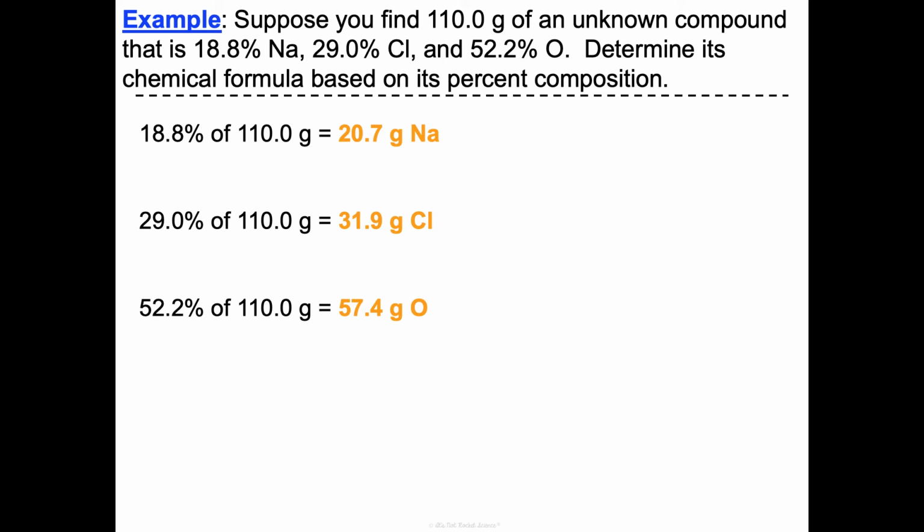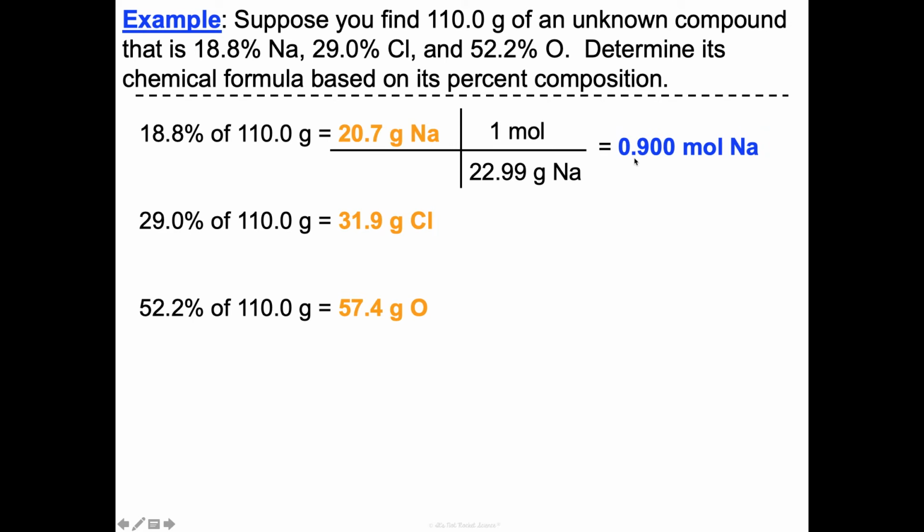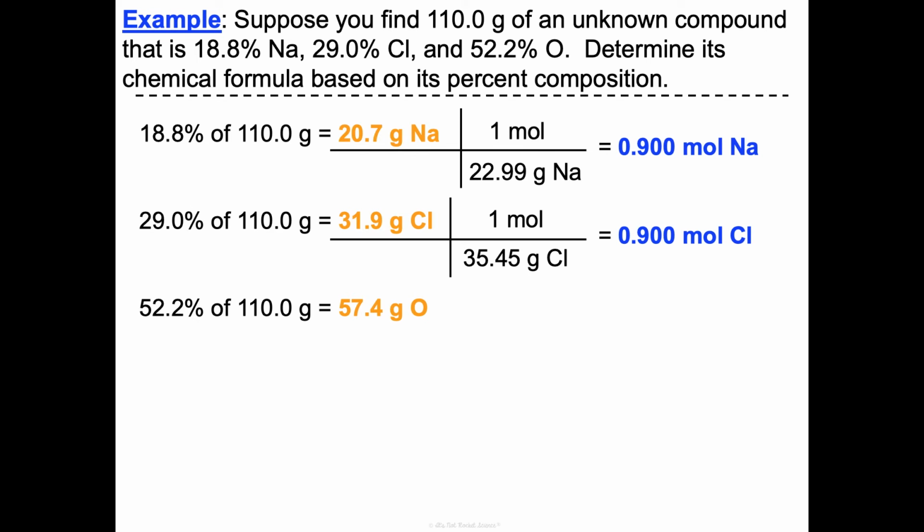We figured out how many grams there are. Now we need to know how many moles there are. Well, you know how to convert grams to moles. How do we do that? With molar mass, which, these are just individual elements, so you can just look them up on the periodic table. Okay, so sodium is 22.99 grams in 1 mole. Multiply across, I got 0.900 moles of sodium here. Chlorine, look it up, 35.45 grams per mole. Multiply across and divide, I get 0.900 moles of chlorine.